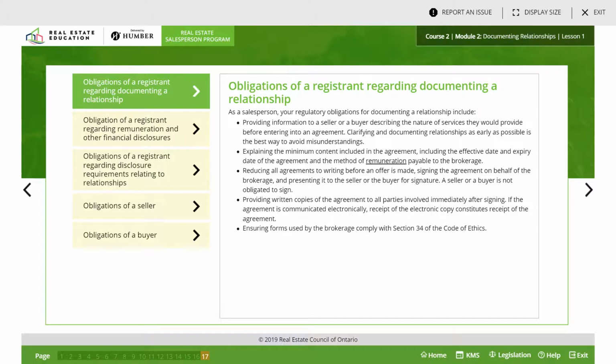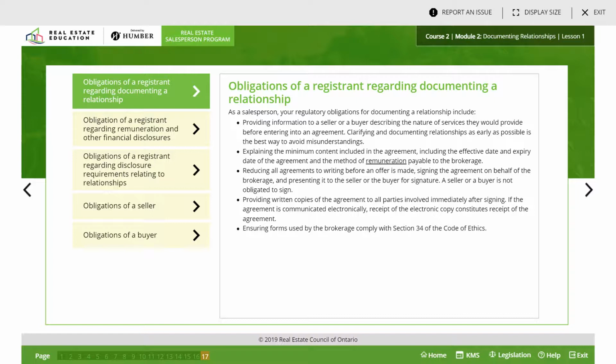Let's read the summary. Obligations of a registrant regarding documenting a relationship. As a salesperson, your regulatory obligations for documenting a relationship include providing information to a seller or buyer describing the nature of services that you would provide before entering into an agreement. Clarifying and documenting the relationship as early as possible is the best way to avoid misunderstandings. Explaining the minimum content included in the agreement, including the effective date and expiry date of the agreement, and the method of remuneration payable to the brokerage.